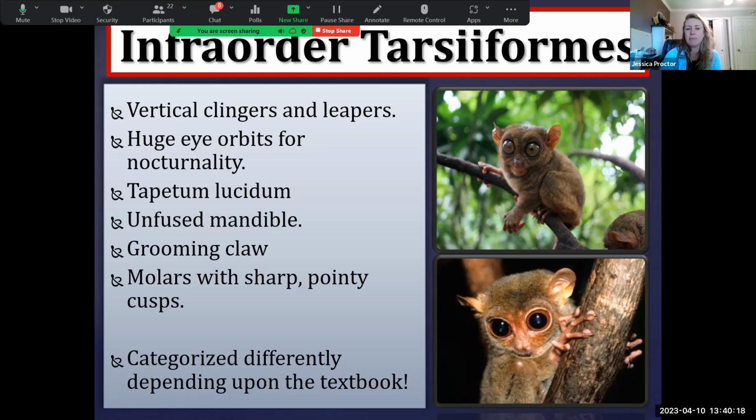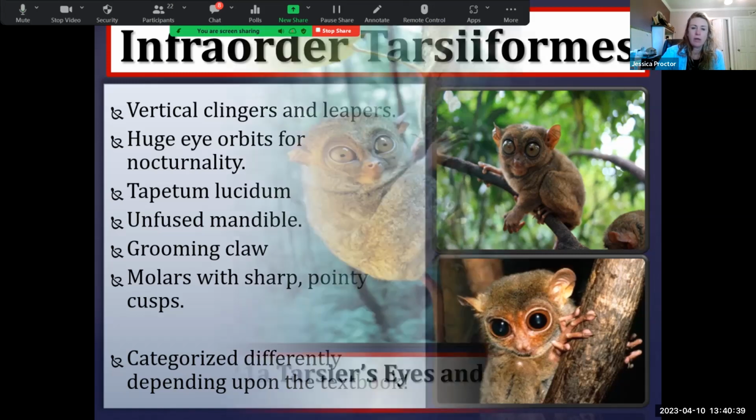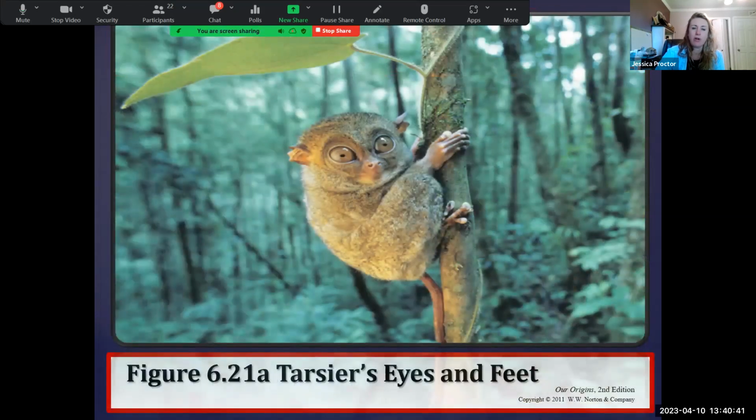They have an unfused mandible, just like you'd see in the Strepsirrhines. They have a grooming claw, like you'd see in the Strepsirrhines. And they have molars with really sharp, pointy cusps. So they are mainly insectivores, and they use those really sharp, pointy molars to break up insect exoskeletons. All right, there's another picture of the tarsier.